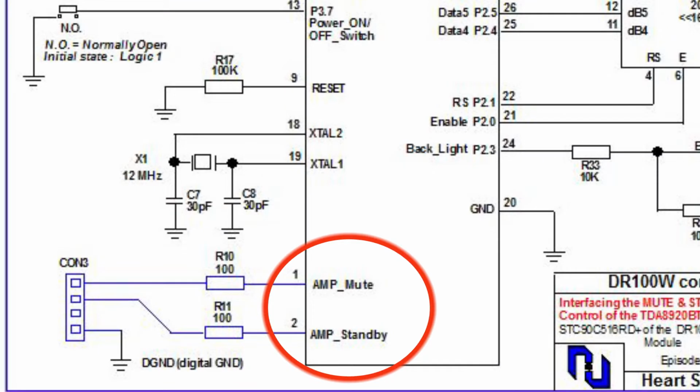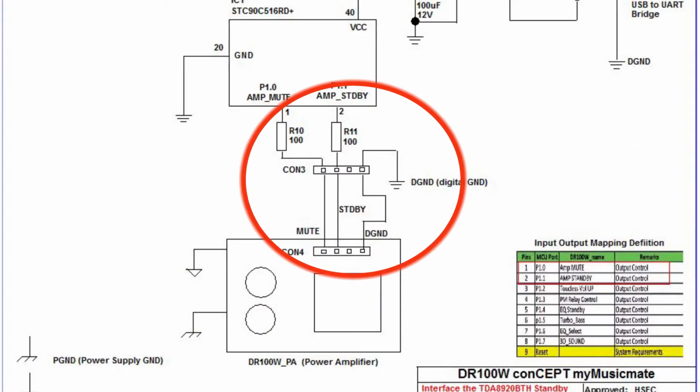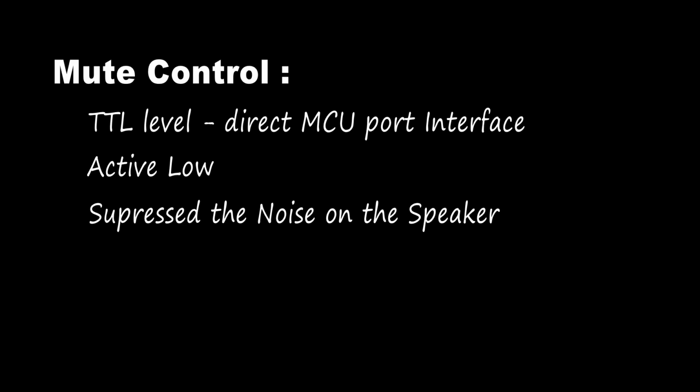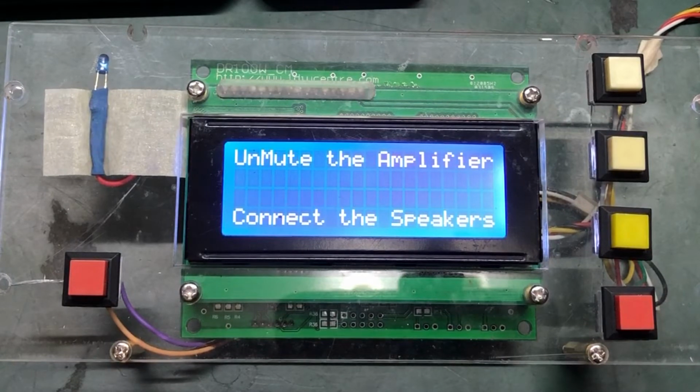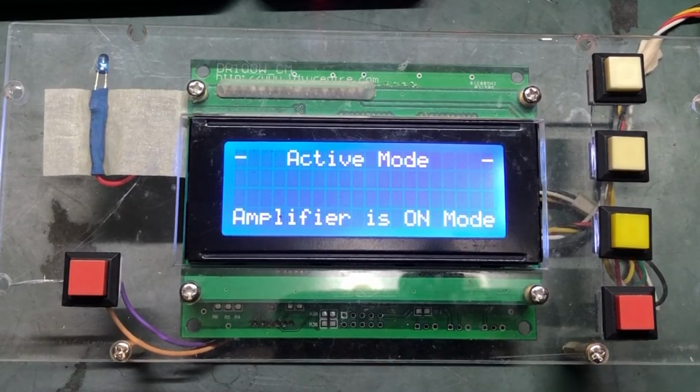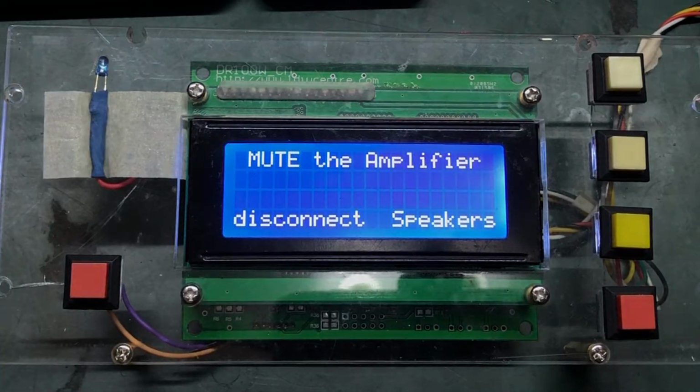Let's see the mute control in a digital amplifier like the TDA8920 BTH, wherein it will disconnect the speaker output, which is an internal action inside the chipset, so that noise on the speaker like a thump, sometimes a tick, or an oscillation will not be heard during the power on, that is the active mode, and during the power off, that is the standby mode.